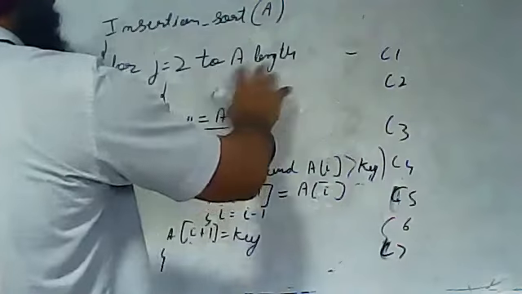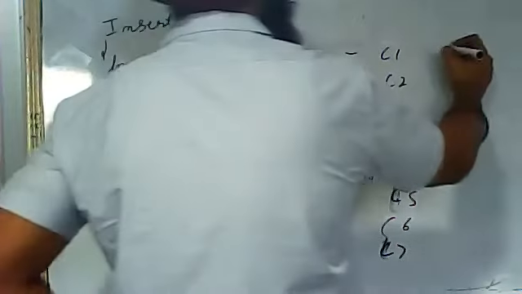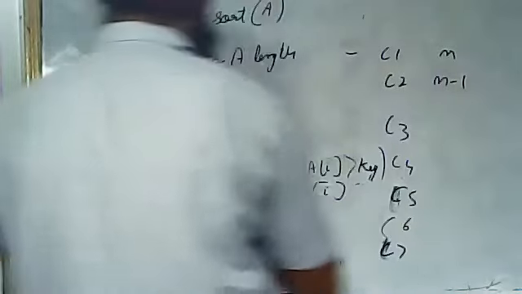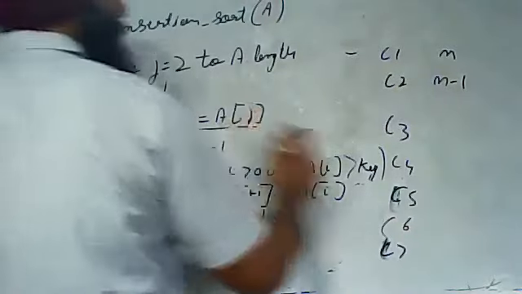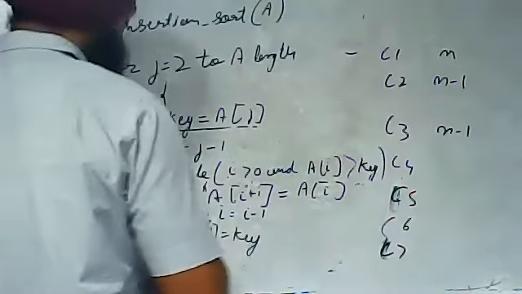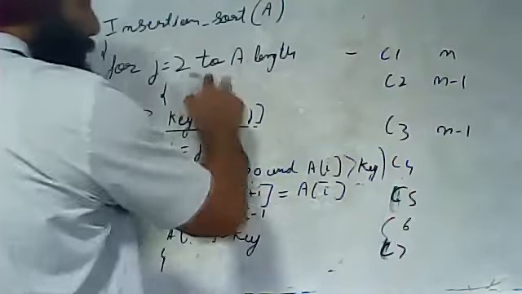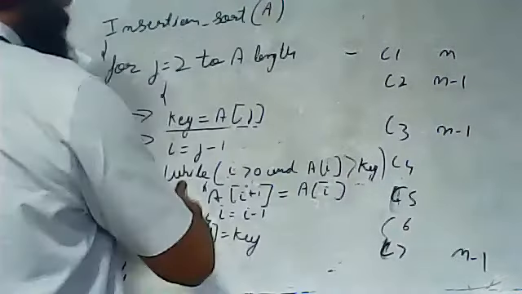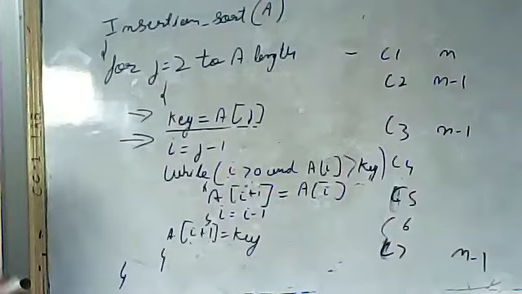Now how many times will this loop get executed? If there are n elements, this will get executed n times. Its inner part will get executed n minus 1 times, and this is also an inner part of this for loop, so it will also get executed n minus 1 times. This one is also part of this for loop, so we'll write n minus 1 times here. What about this one?